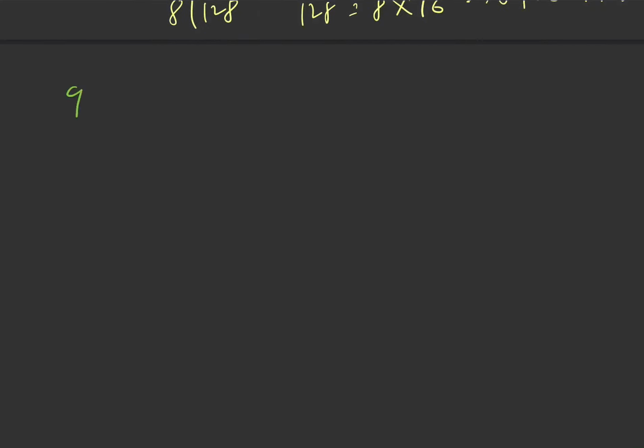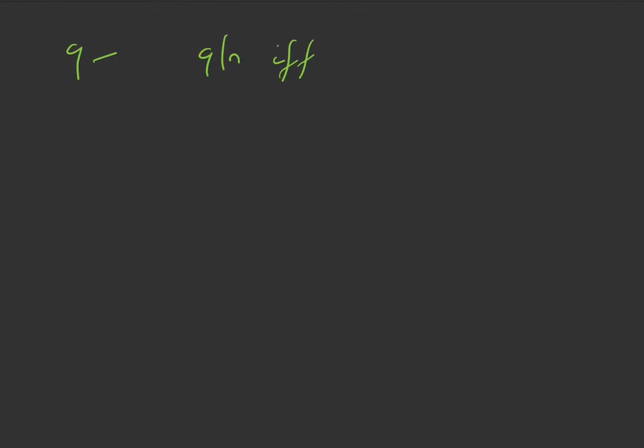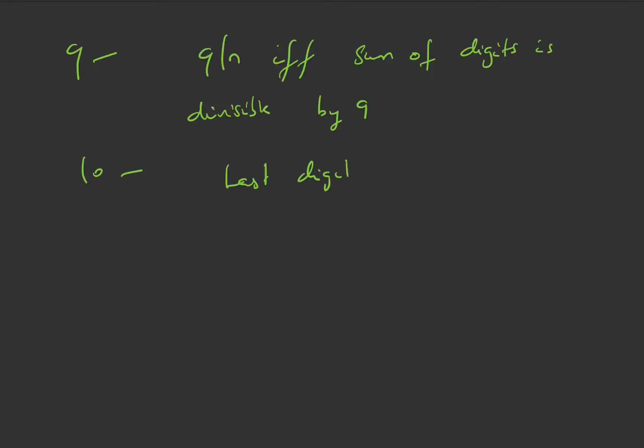Fine. So now the test of divisibility of 9. 9 divides n if and only if the sum of digits is divisible by 9, right? Then only 9 divides the original number. Then 10, you already know the last digit should be 0.